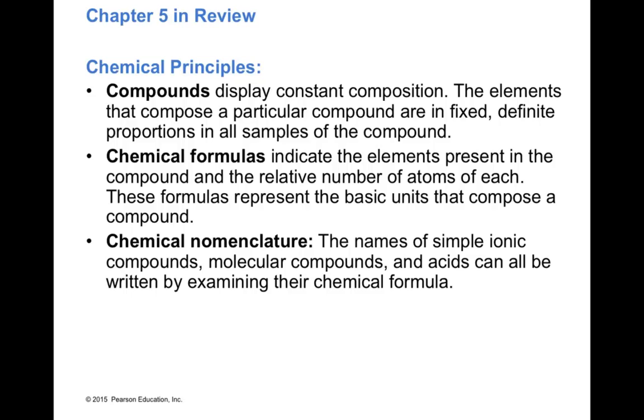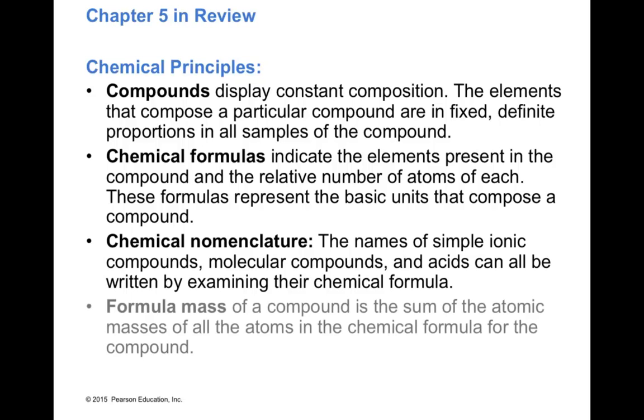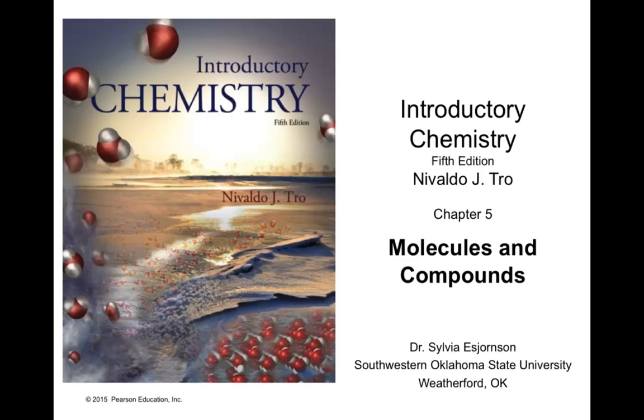And also we talked about chemical nomenclature. The names of simple ionic compounds, molecular compounds, and acids can all be written by examining their chemical formula. And also we talked a little bit about the formula mass of a compound, that is the sum of the atomic masses of all the atoms in the chemical formula for the compound. And this will be the end of chapter 5, Molecules and Compounds.